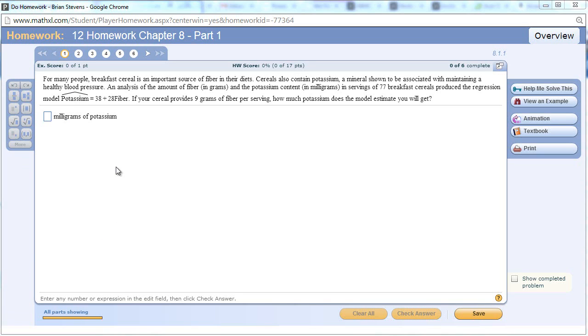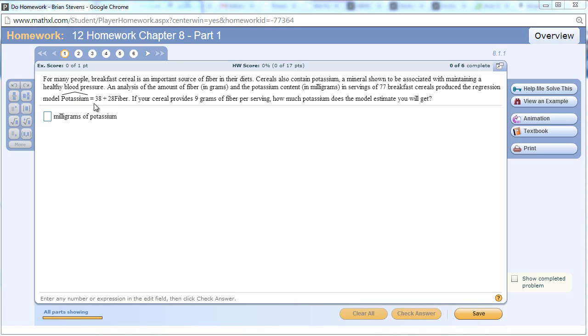So predicted potassium would equal 38 plus 28 times fiber. Now let's take a moment. We have 38, which is the y-intercept. This would mean when there is 0 fiber, we would expect on average 38 grams of potassium. Now we have the slope, which is 28. For each additional gram of fiber, we would expect 28 more grams of potassium.